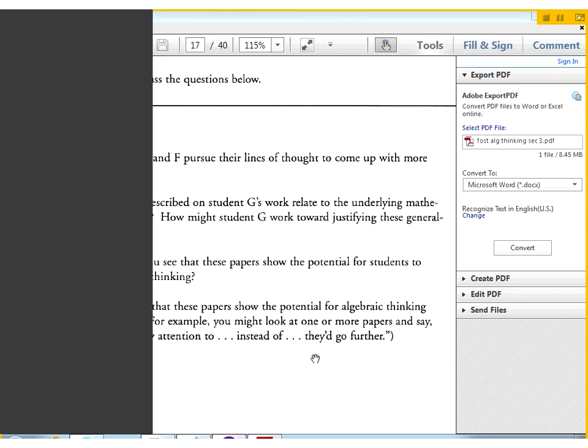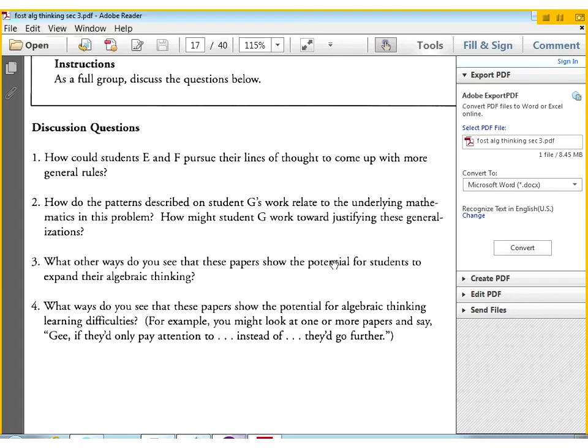Okay. So they kept it more informal, I guess? Any other suggestions on how E and F could pursue their lines of thought to come up with more general rules?